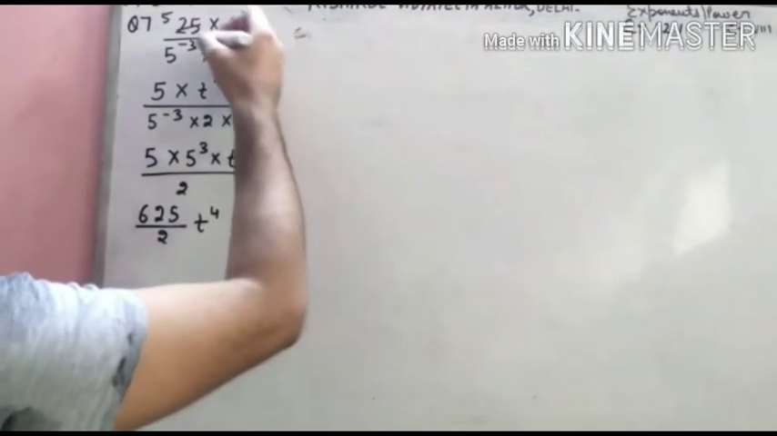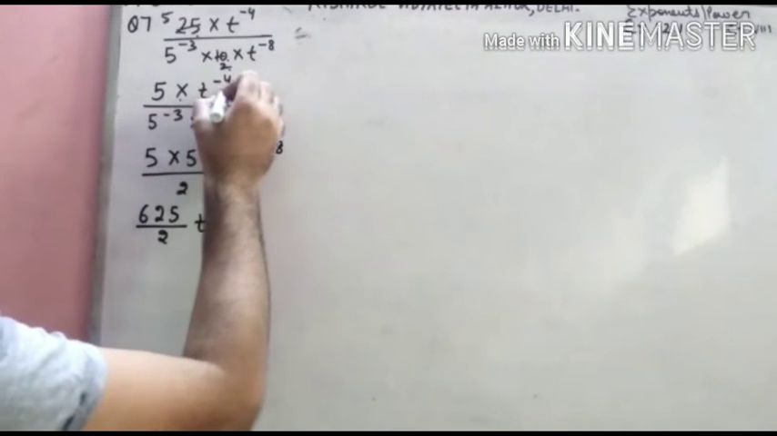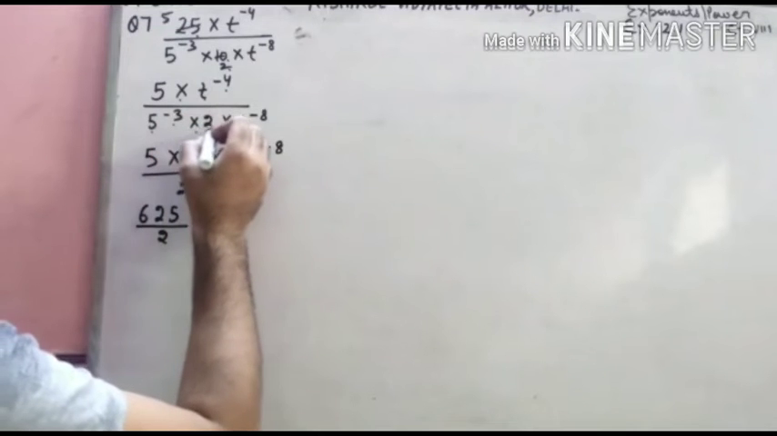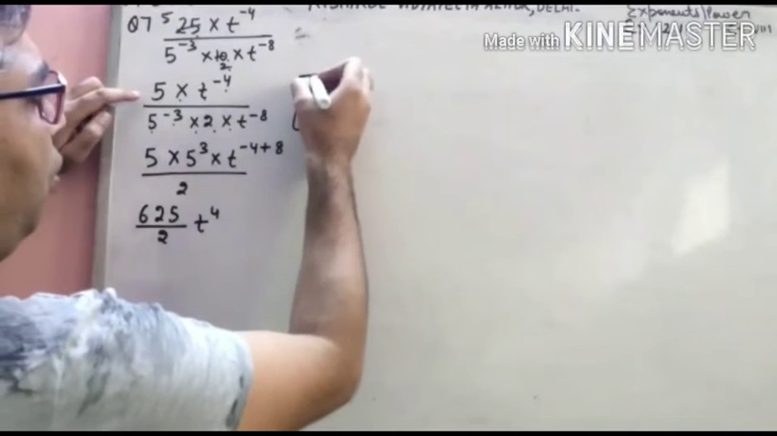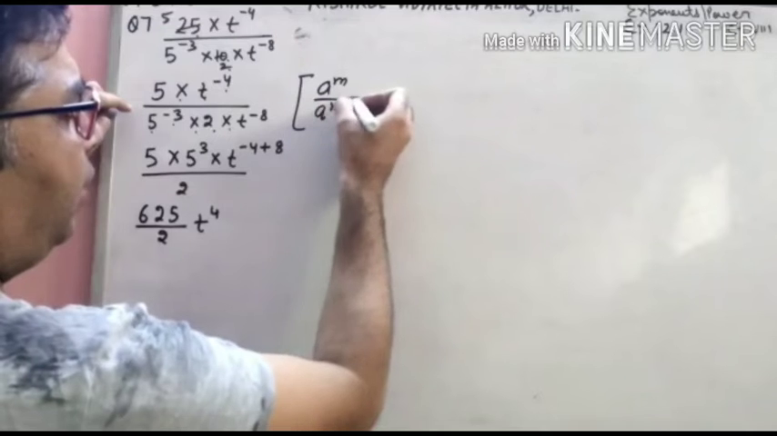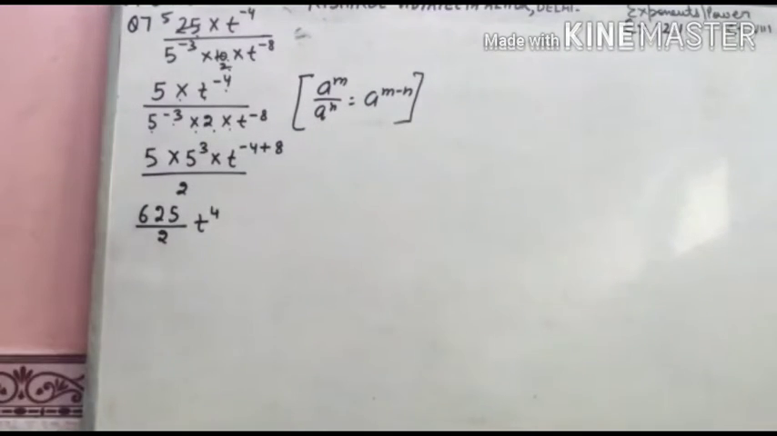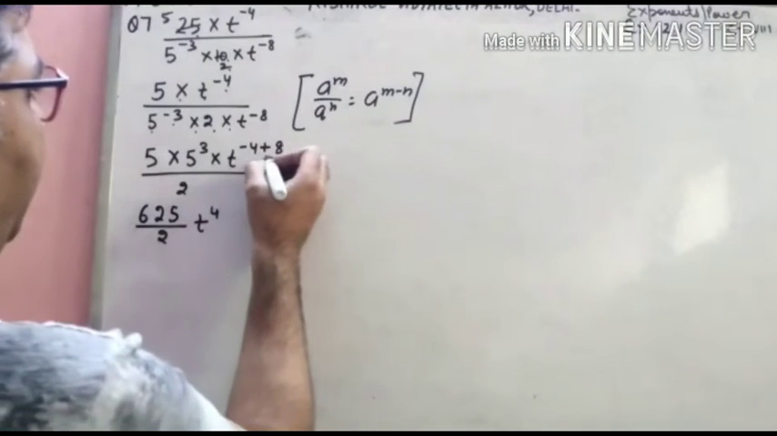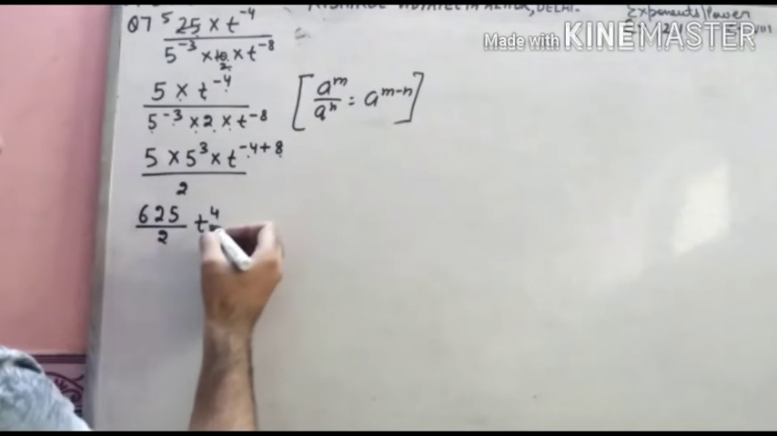Students, I am again repeating, this 25 is cancelled out by 10. 5 5 is a 5, 5 2 is a 10. It can be written as 5 into 5 into t raised to power minus 4, over 5 raised to power minus 3 into 5 into 2 into t raised to power minus 8. Here we will apply the law of division, that is a^m upon a^n is equal to a^(m minus n). In this way we can do it. Now we will solve it and find the answer.